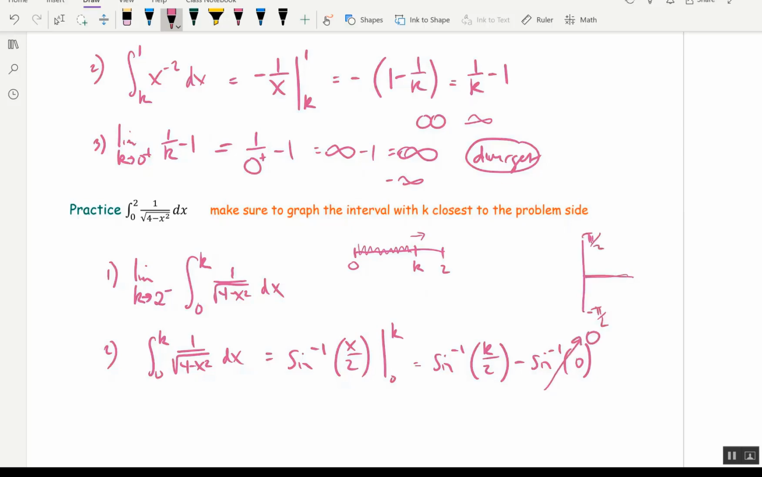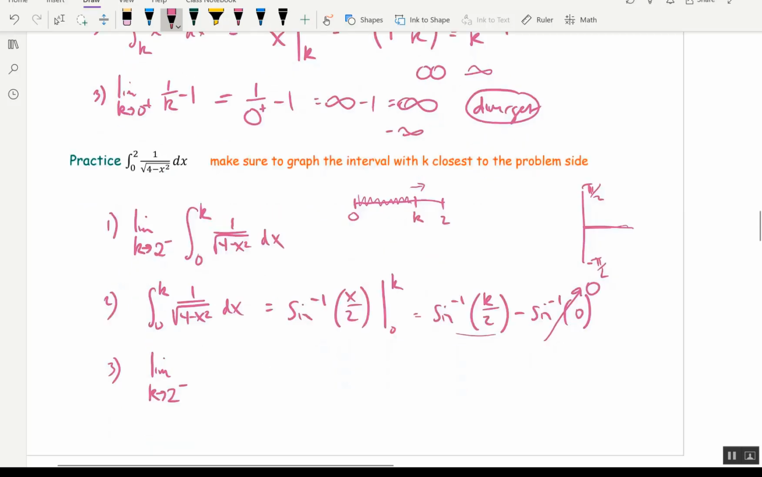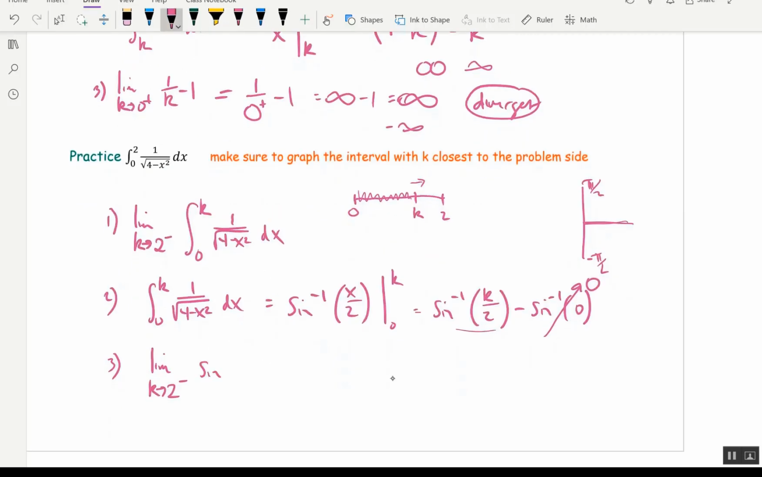So on step 3, when we take our limit, we're only taking the limit of that. Limit k goes to 2 from the left of sine inverse of k over 2. Okay, whether k goes to 2 from the left or the right, it doesn't really matter. You're still going to get 2 over 2, which is 1. So you're going to get sine inverse of 1, and that is pi over 2.